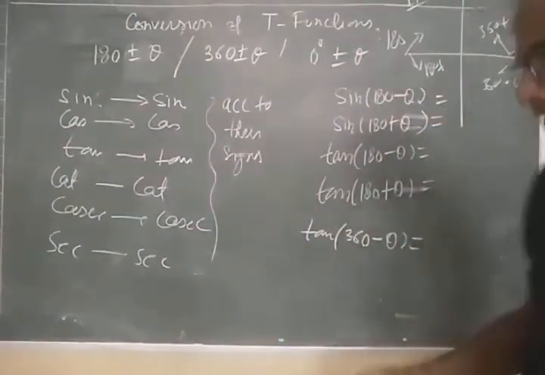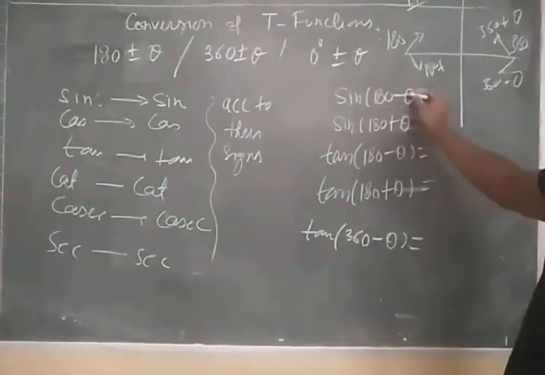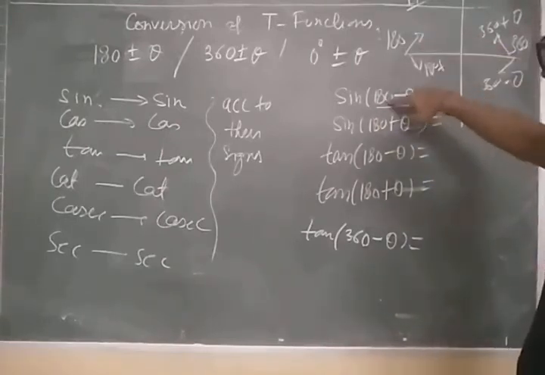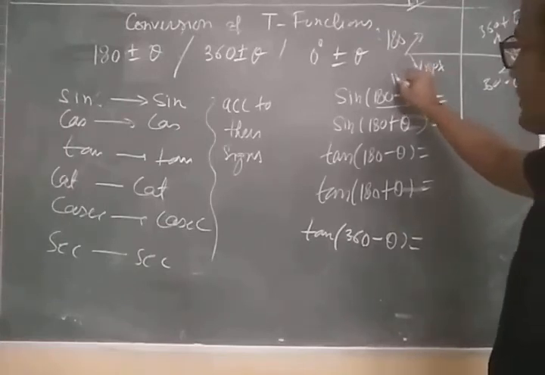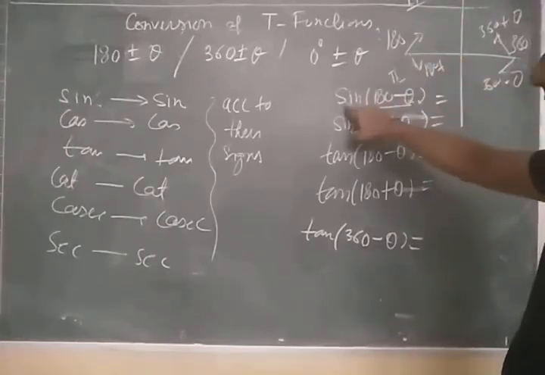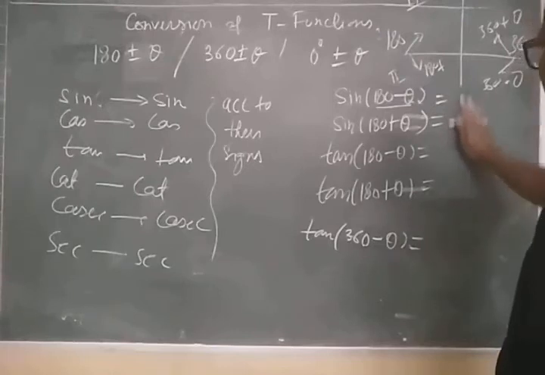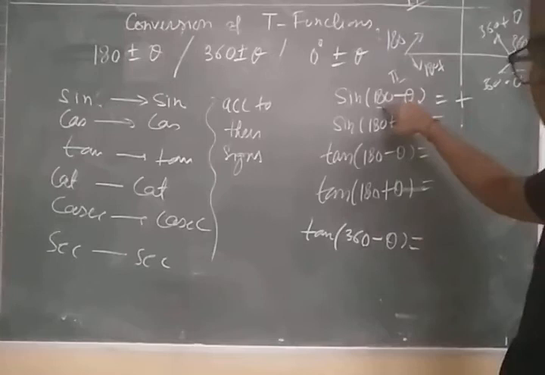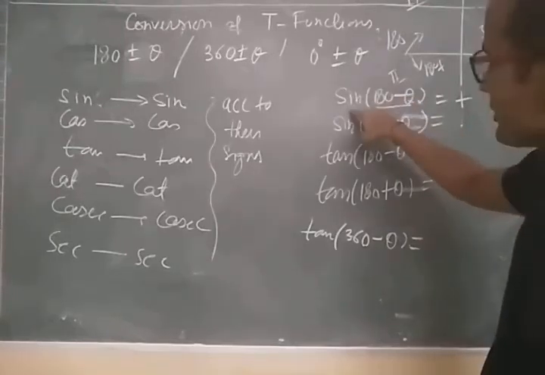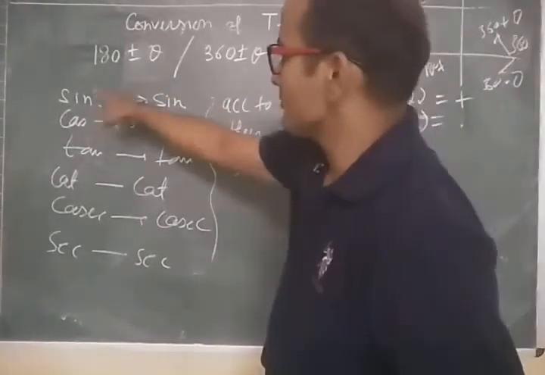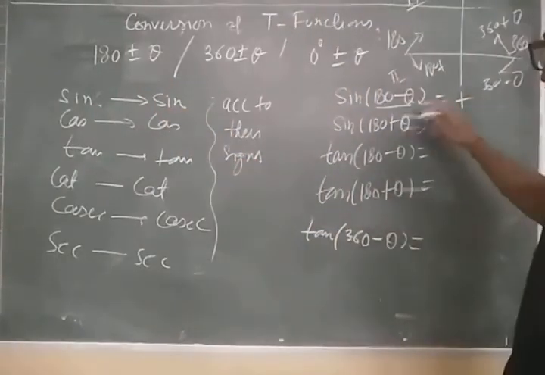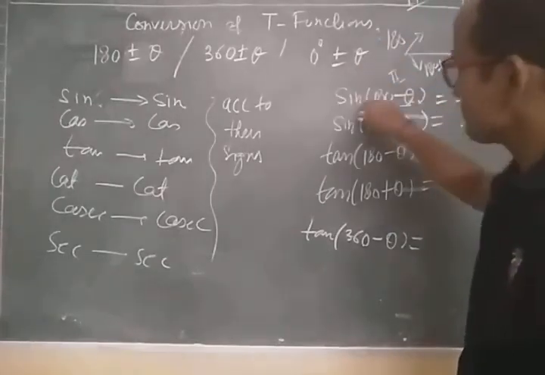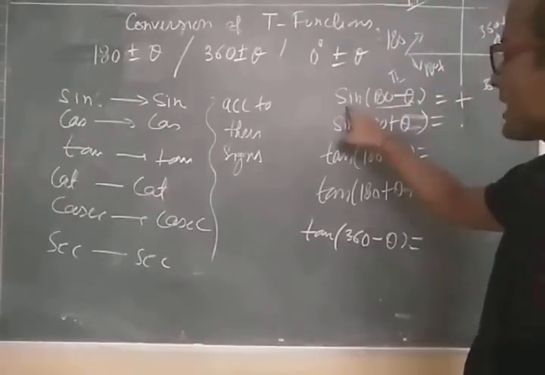Like here, if I ask what is the value of sin(180 minus theta) degree, 180 minus means you are subtracting something from 180. 180 minus means this is the second quadrant. In the second quadrant, sin is positive. The answer will be positive. And sin will not convert into cos because this is not 90 degree. This is 180. Sin will remain only sin. In the second, the sign of sin is positive, so the answer is positive, and sin will remain sin.